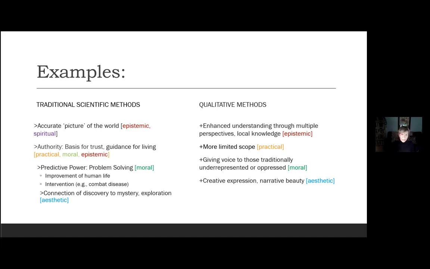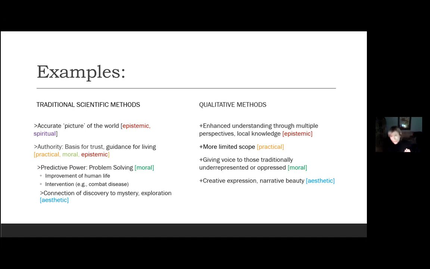Then authority, epistemic authority, is a value because it can provide a basis for trust, for guidance in living. That's practical, that's even moral, in addition to epistemic. Predictive power, enabling problem solving, is moral and practical as well as epistemic. And connection of discovery to mystery or exploration has an aesthetic dimension. In a sense, that's an aesthetic value.